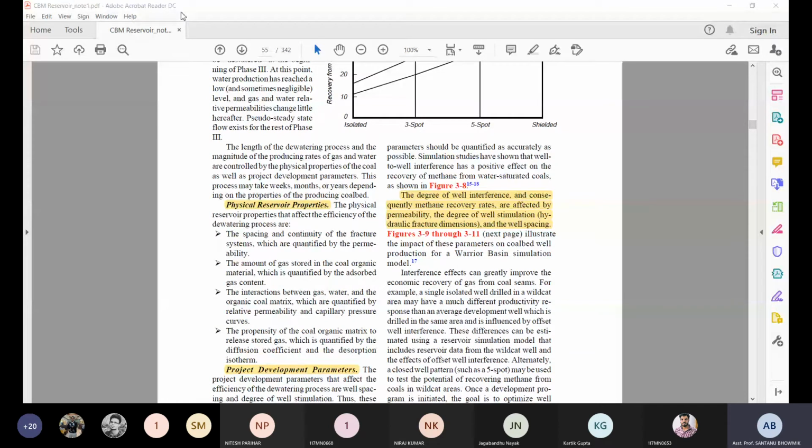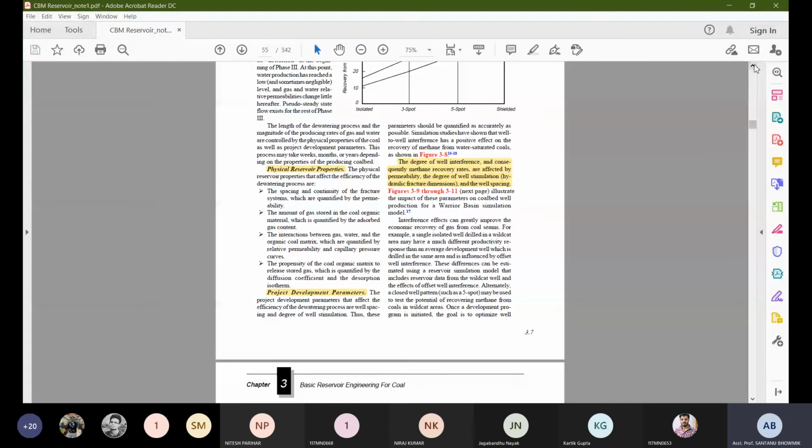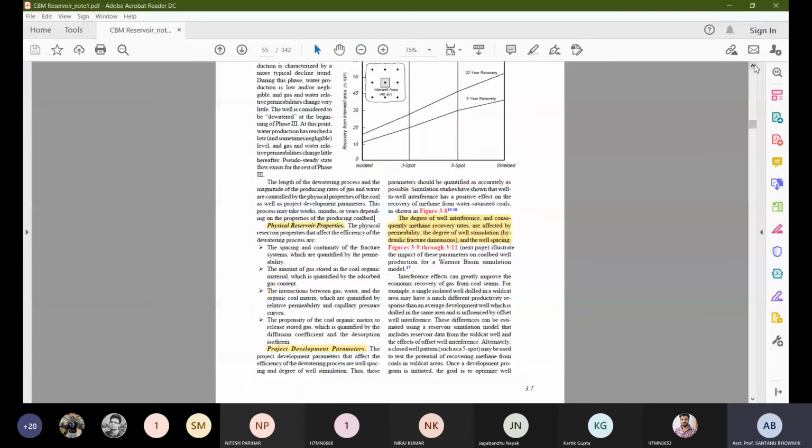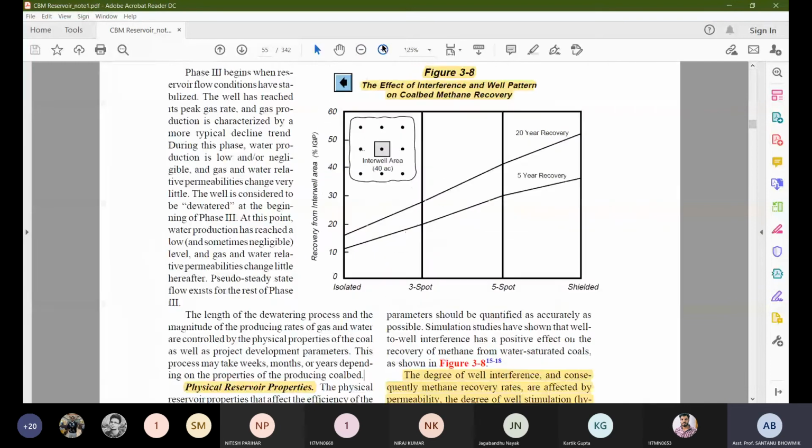Now, let me tell you about the project development properties. Some of these are very important concepts. That's why I'm going to be very slow at times. Project development parameters means how your project is designed and situated. If you see figure 3.8, let me show you 3.8. You can see the effect of the interference and well pattern on the coal bed methane recovery.